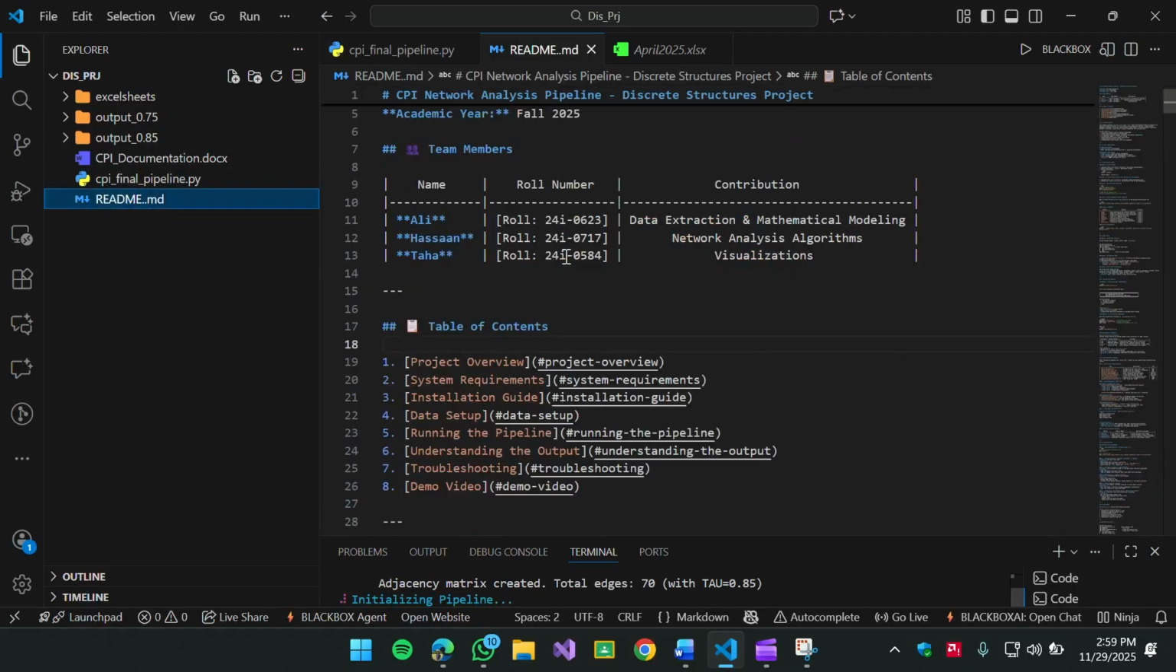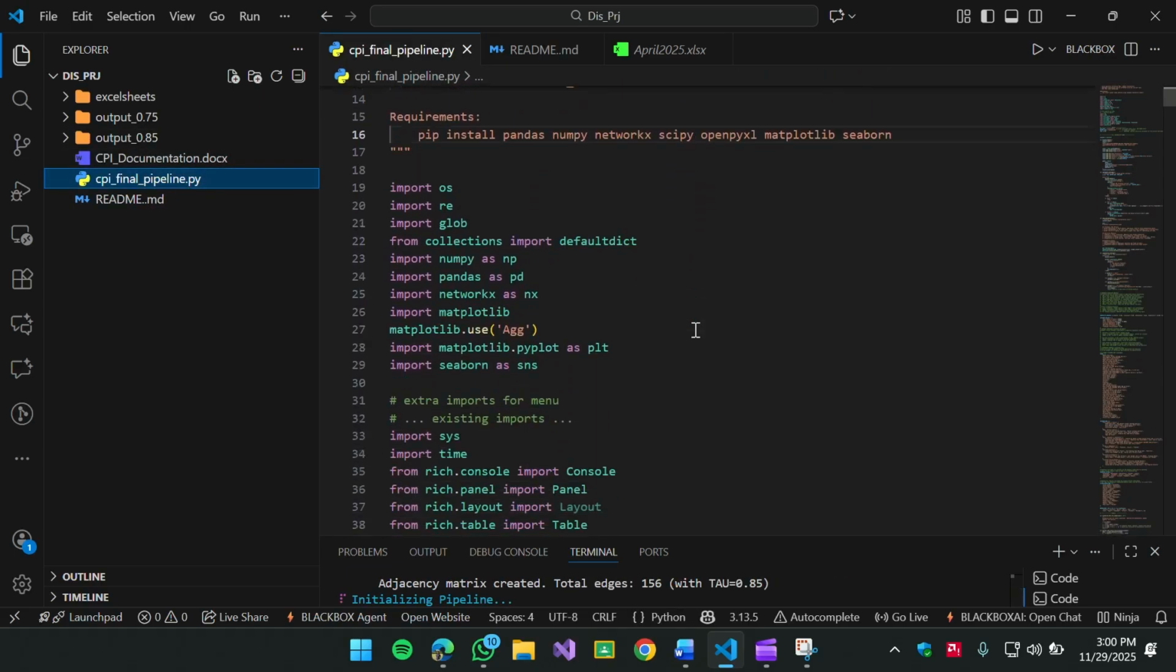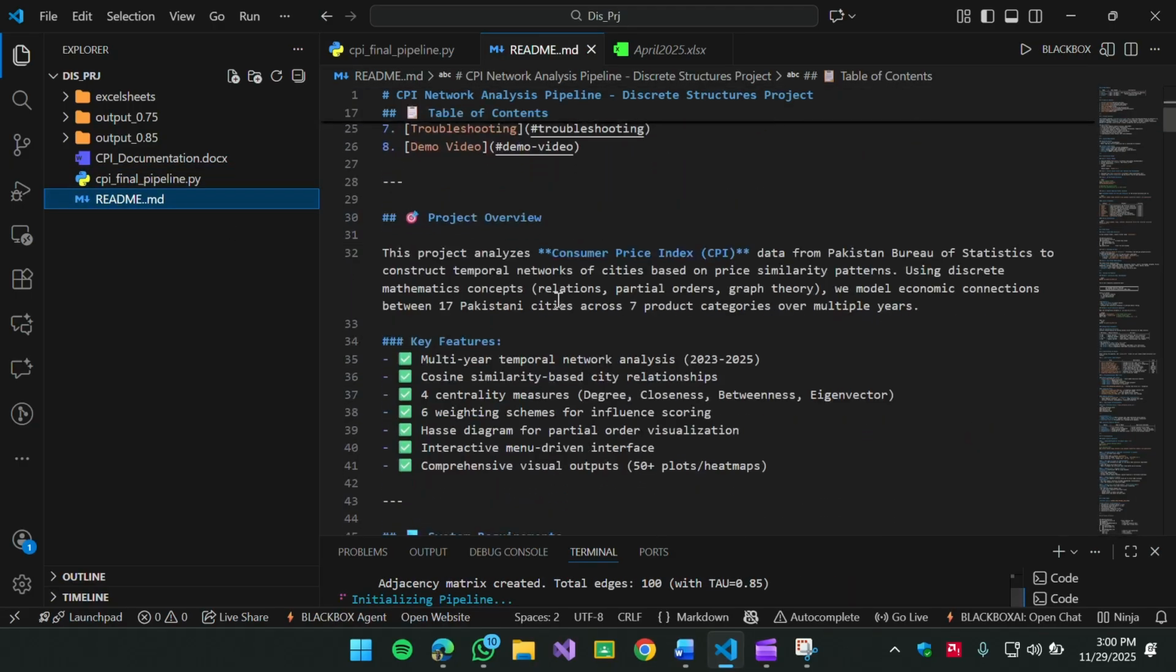Let's dive into the code and the math behind it. First of all, the libraries and setups we used. We use Python because of its powerful data science ecosystem. Here are the specific libraries that we used. Pandas. This is our Excel handler. We use it to read the CSV files, clean them, and structure them into data frames. It allows us to perform pivoting and aggregation easily.